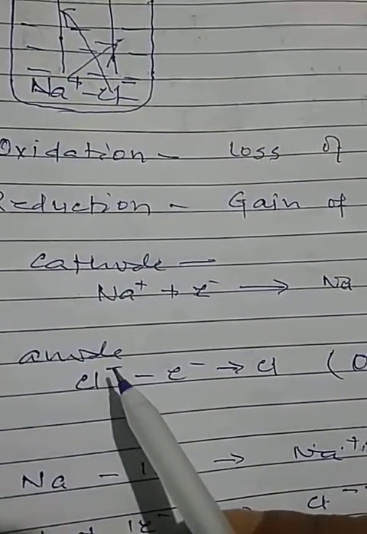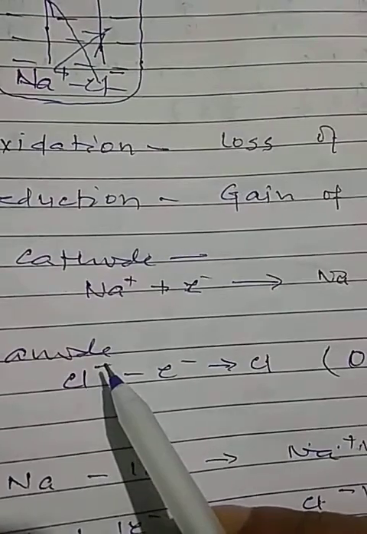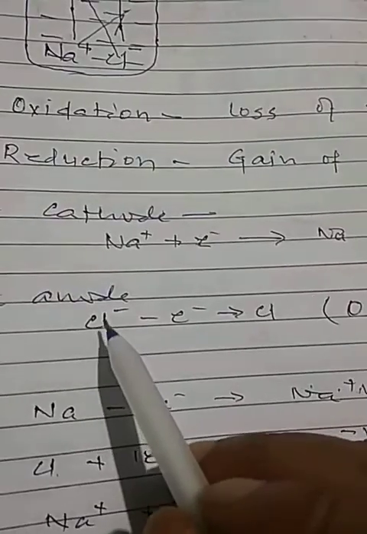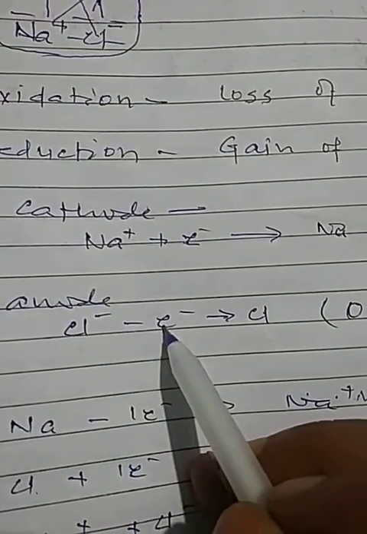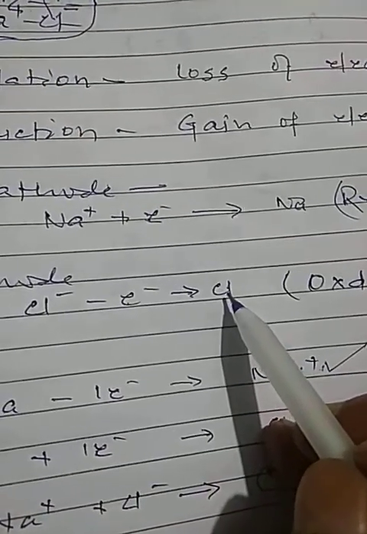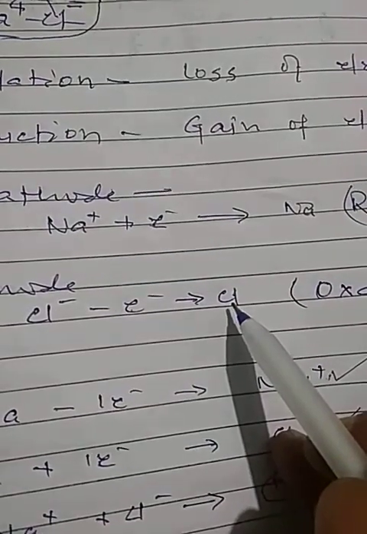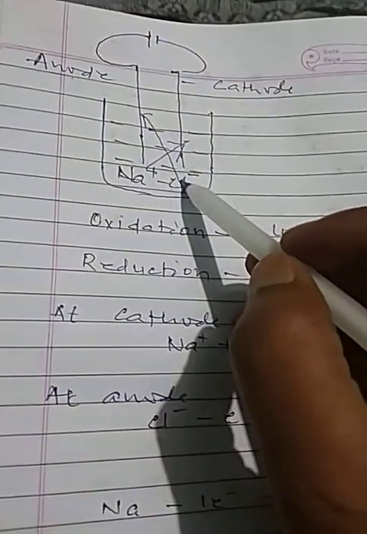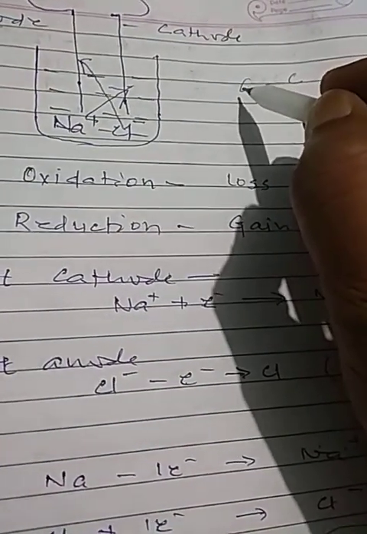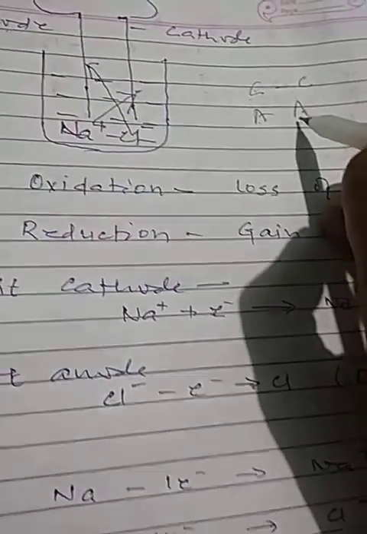How has this chloride ion formed? By gaining one electron. So this chloride ion will lose the one electron and form neutral chlorine. So during the electrolysis, positively charged ions, that means cations, migrate towards the cathode, and anions migrate towards the anode. I had given you the concept that CC means cations toward cathode, AA means anions towards anode.